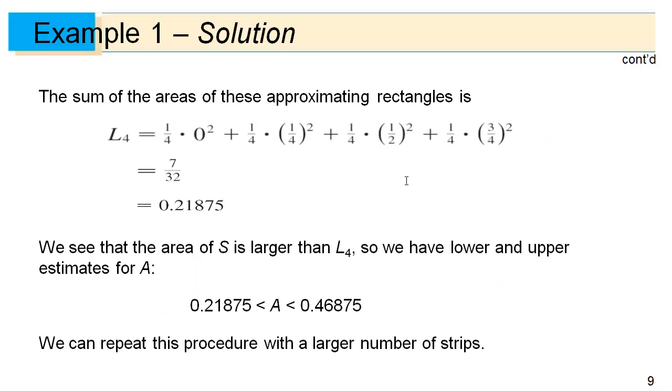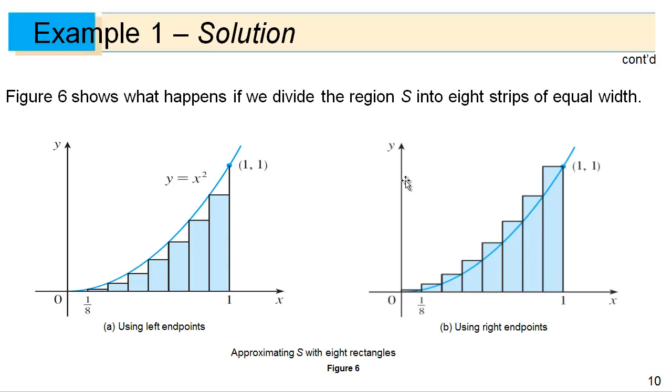So we know that the true area we're looking for is somewhere between this 0.21875, almost 0.22, right, and 0.46875, almost 0.47. So somewhere between those two is the actual area. And then we can repeat this process with more and more rectangles, which will give us more and more accurate approximations because the error, right, of each rectangle is getting smaller and smaller each time.